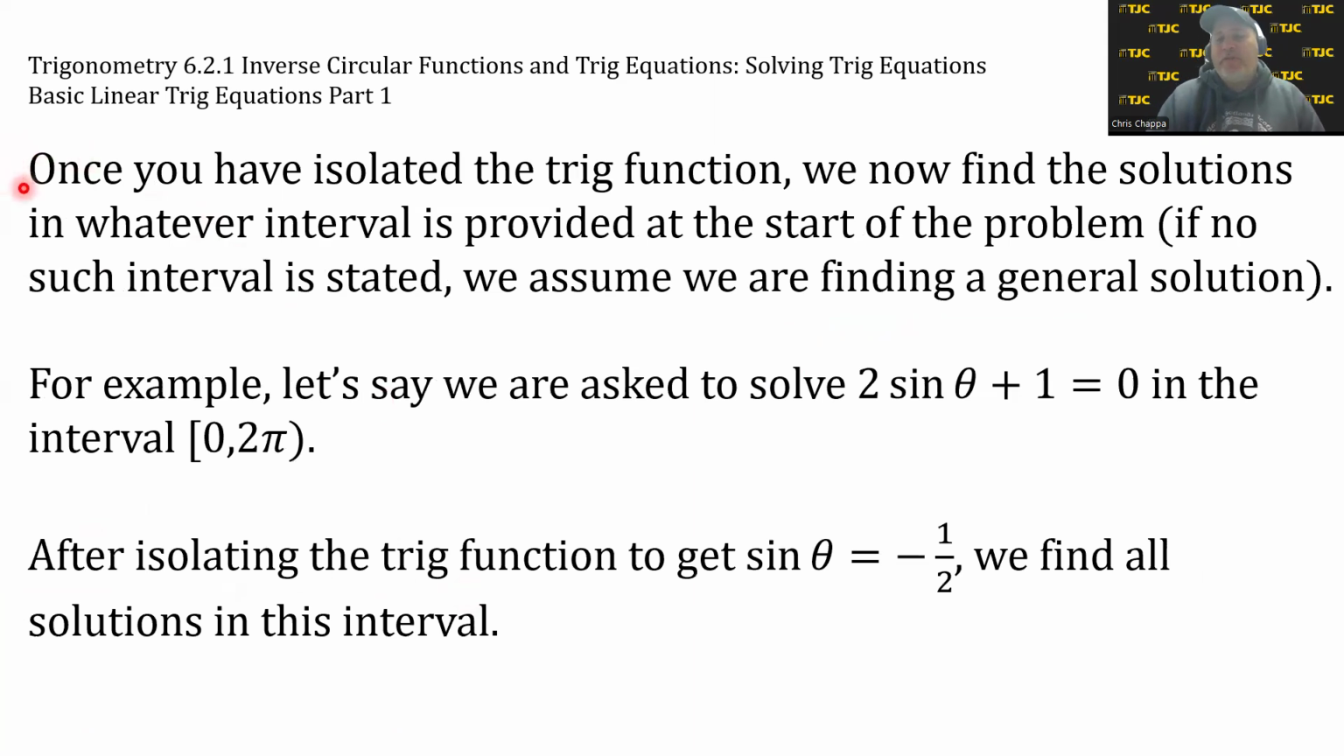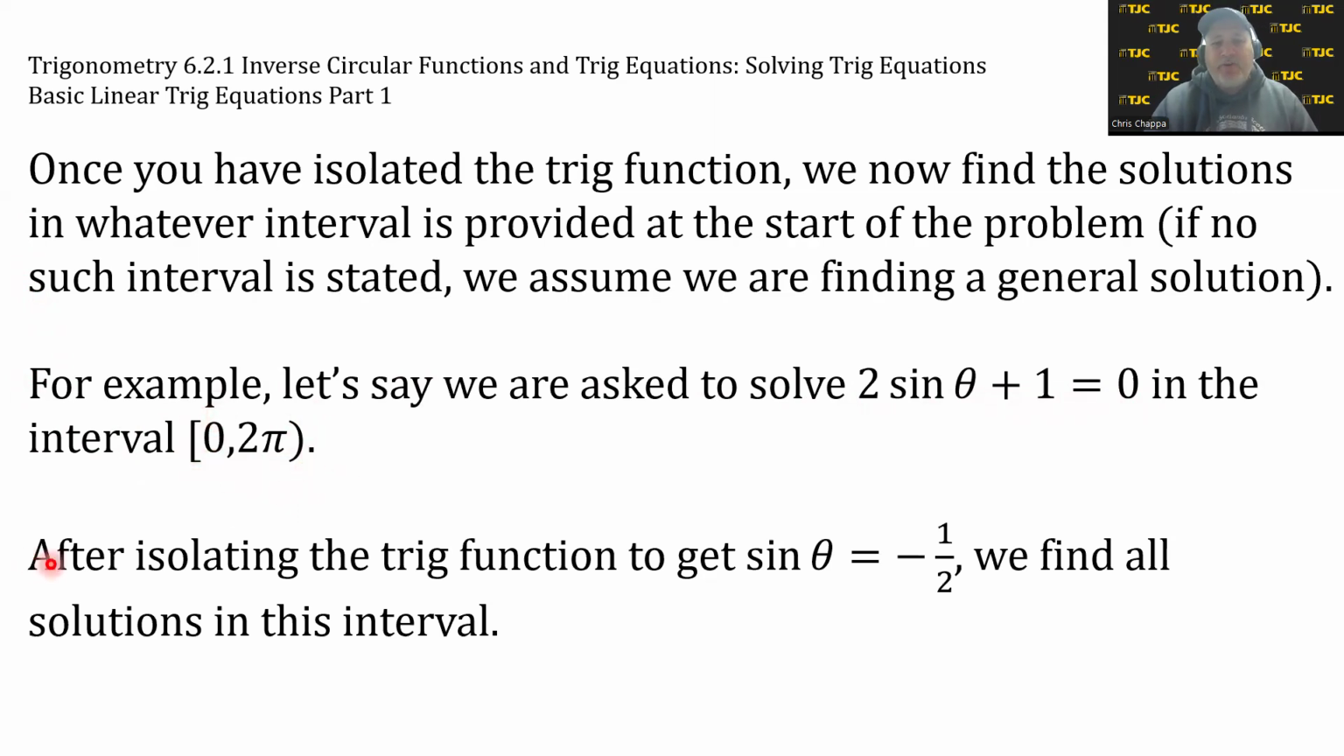Once you've isolated the trig function, we now find the solutions in whatever interval is provided at the start of the problem. If no such interval is stated, we assume we are finding a general solution. For example, let's say we're asked to solve 2 sine theta plus 1 equals 0 in the interval 0 to 2 pi, which is one trip around the unit circle. Notice it doesn't include 2 pi because that's the same terminal point as 0.